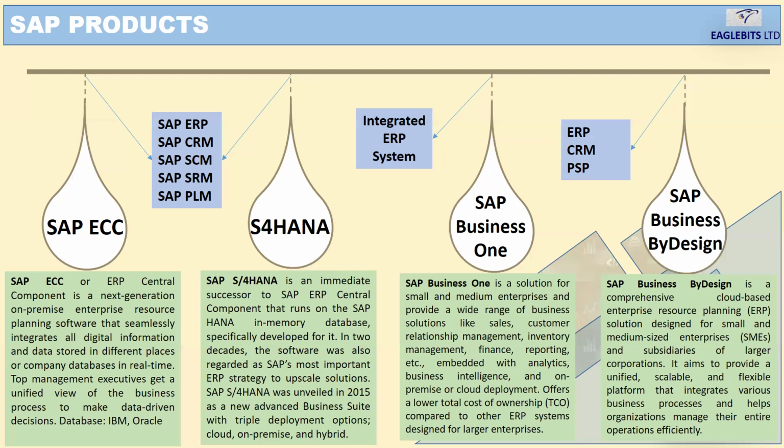However, S/4HANA is an immediate successor to SAP ERP Central Component. It runs on the SAP HANA in-memory database, specifically developed for S/4HANA. The software was also regarded as SAP's most important ERP strategy to upscale solutions. There is a public cloud and a private cloud edition for S/4HANA.